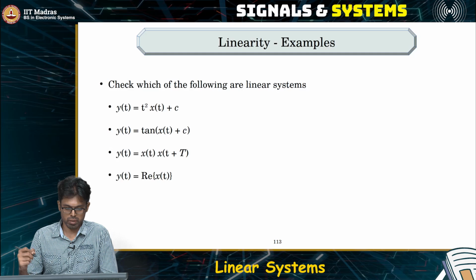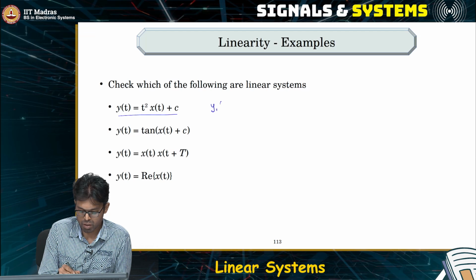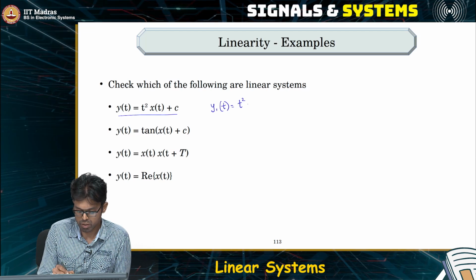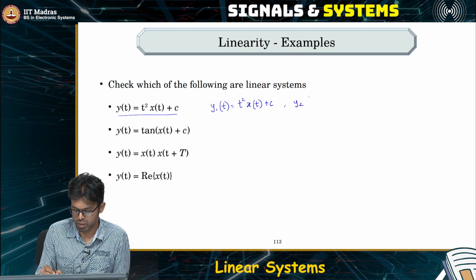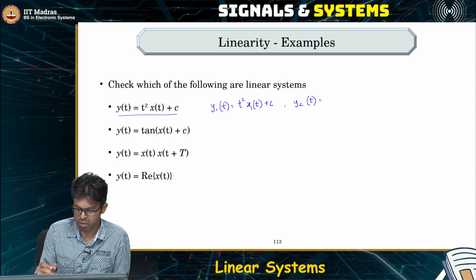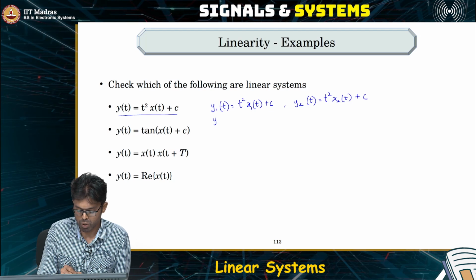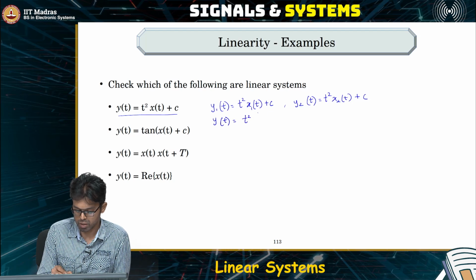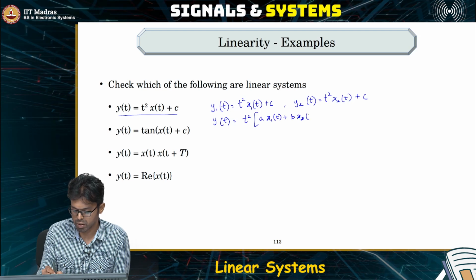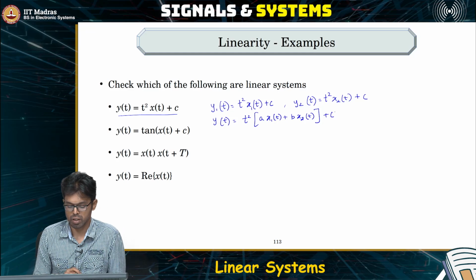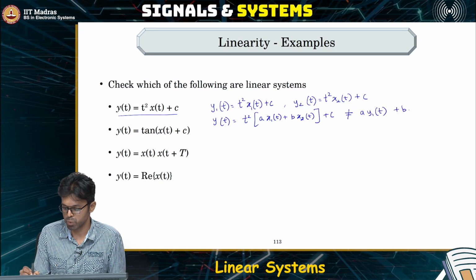Now let's see some more examples. Let's take this case. What is y1? y1 is t squared x1 of t plus c. y2 is t squared x2 of t plus c, and y of t is t squared times a x1 of t plus b x2 of t, plus c, which is not equal to a y1 of t plus b y2 of t.